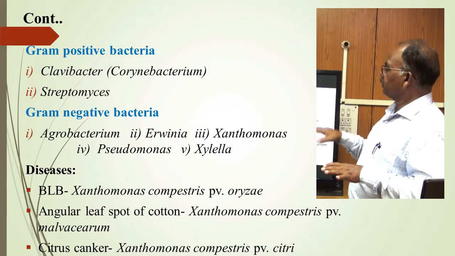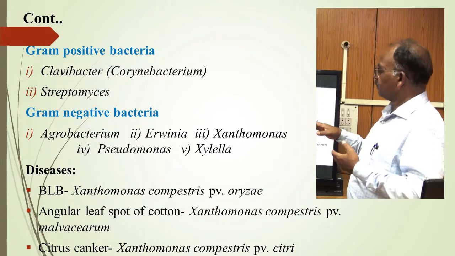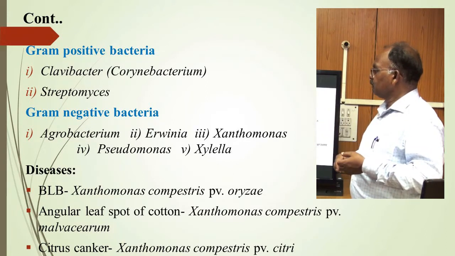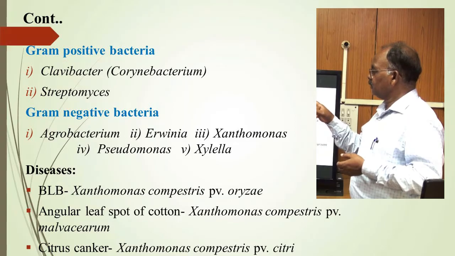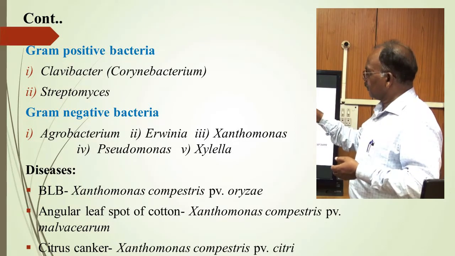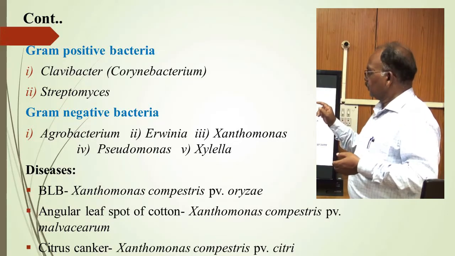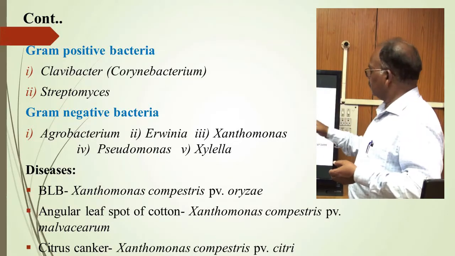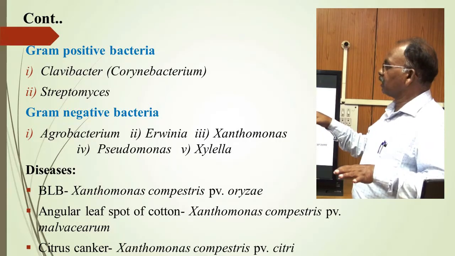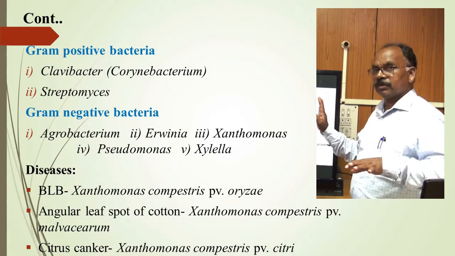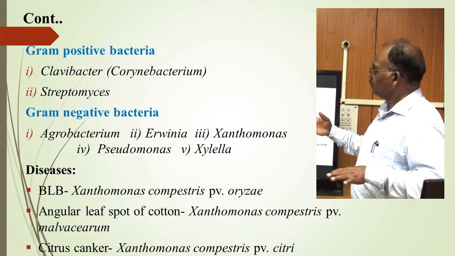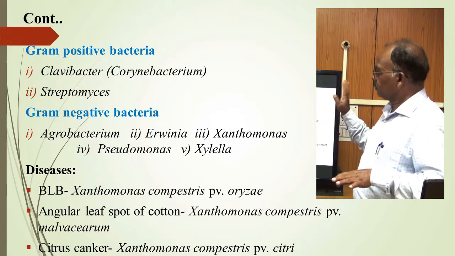Gram positive bacteria include Clavibacter, formerly known as Corynebacterium, and Streptomyces. These two are gram positive bacteria. You must remember gram negative bacteria: Agrobacterium, Erwinia, Xanthomonas, Pseudomonas, and Xylella. All these are gram negative bacteria. You must remember which bacteria is gram positive and which one is gram negative.